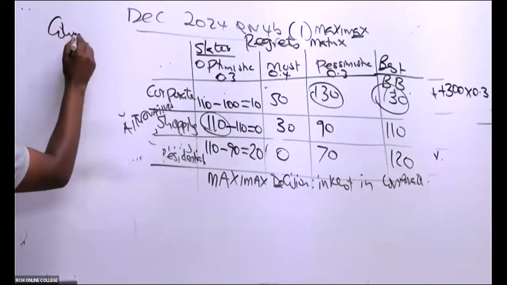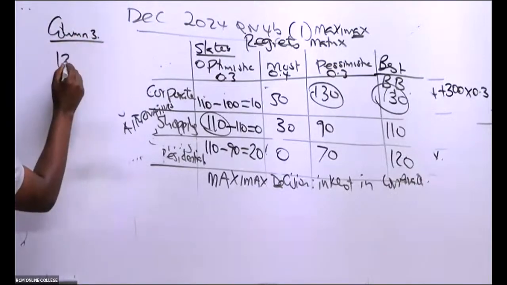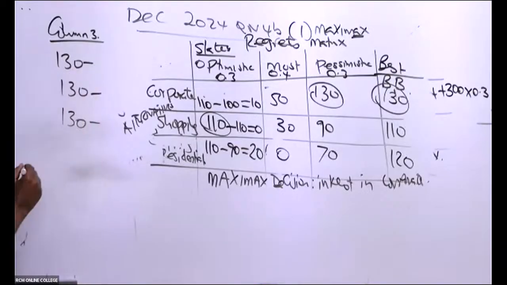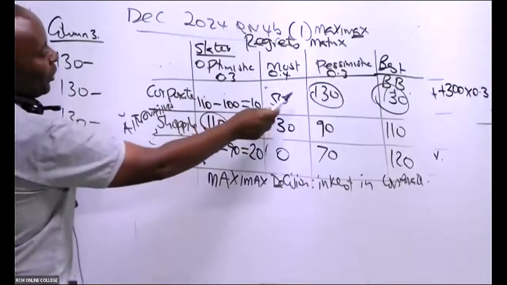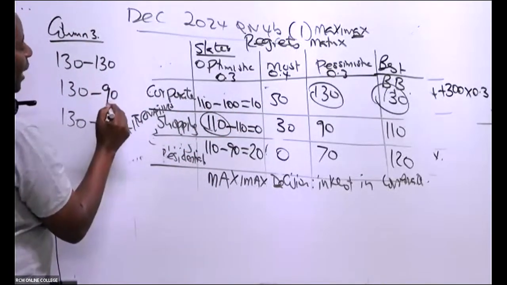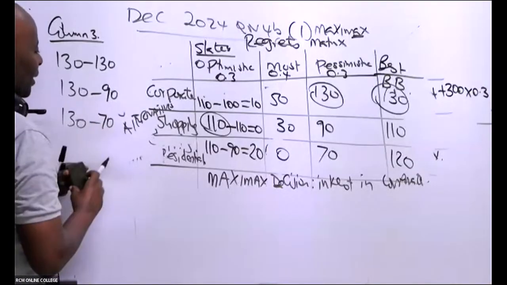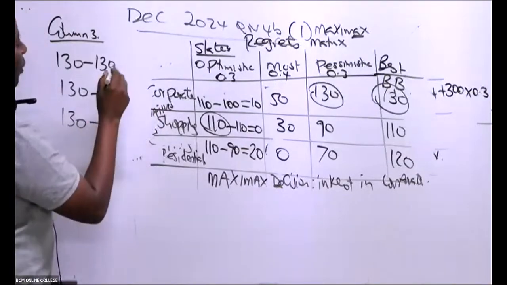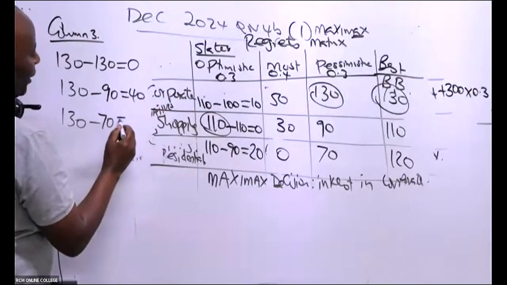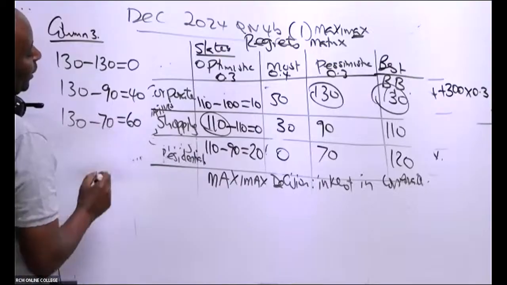So column 3, the benchmark is 130. There are 3, so 130, 130, 130, minus, minus, minus. Then the column 3 figures, what are they here? 130, 90, and then 70. And then 70, which at the end of the day will give us what figures? 0, 40, 60. Yes, 60, thank you so much.